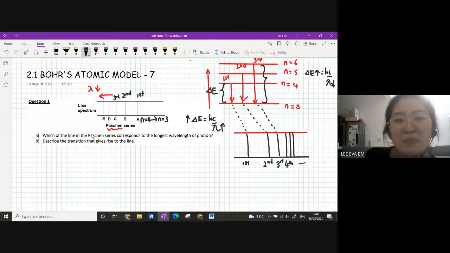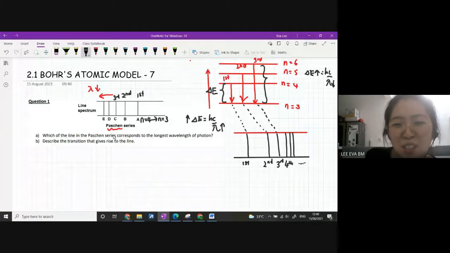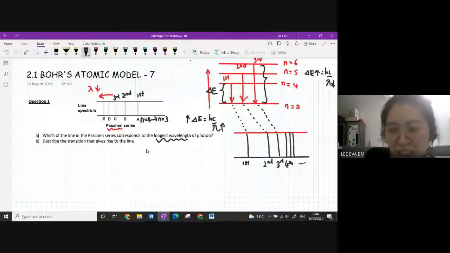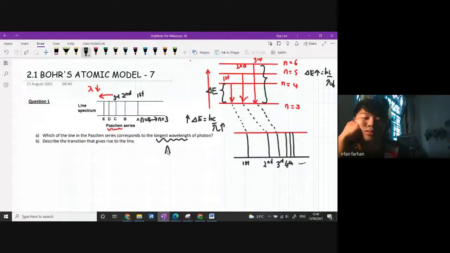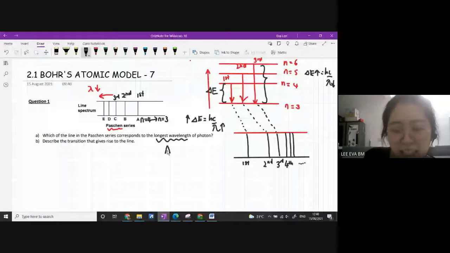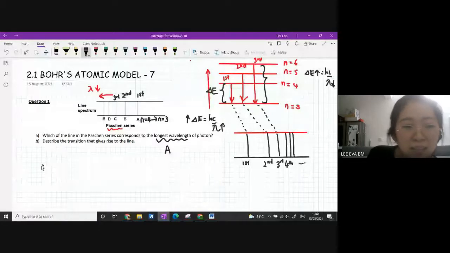Which of the lines in the Paschen series corresponds to the longest wavelength? A, B, C, or D? A. A, because it is the first line and because it has the smallest delta E. Okay, you can note down: line A in the Paschen series corresponds to the longest wavelength.